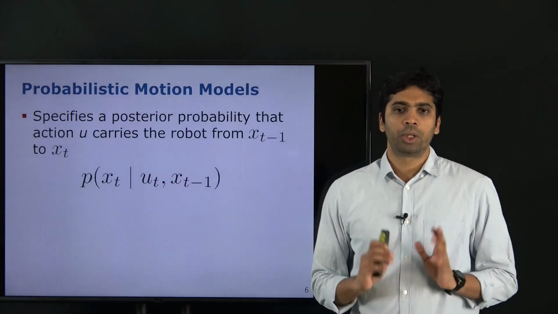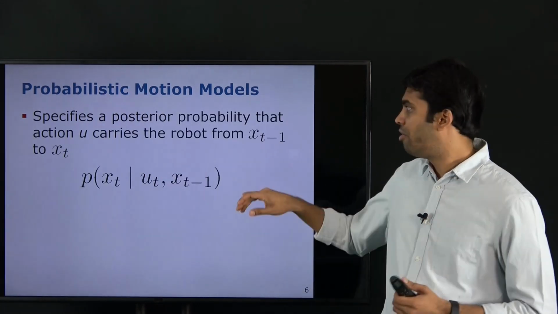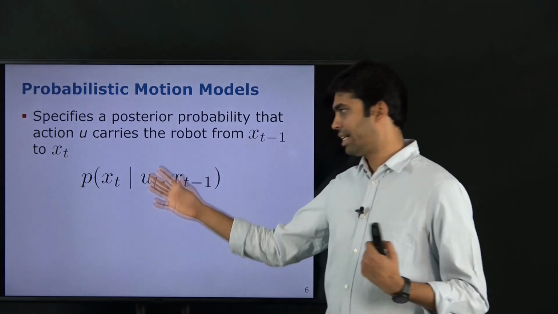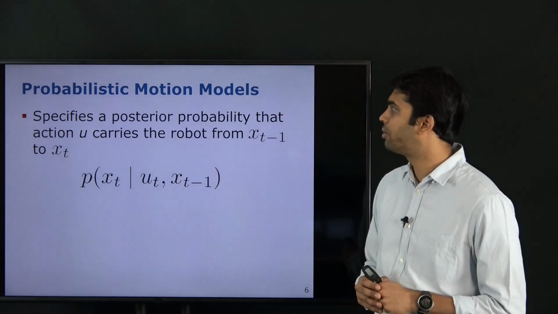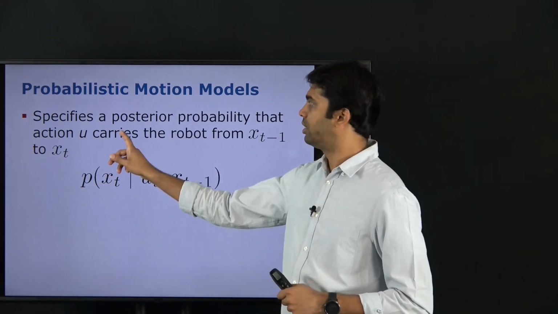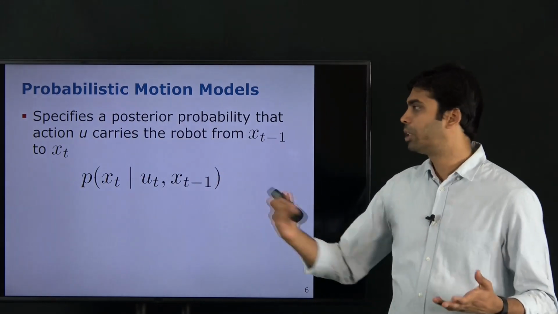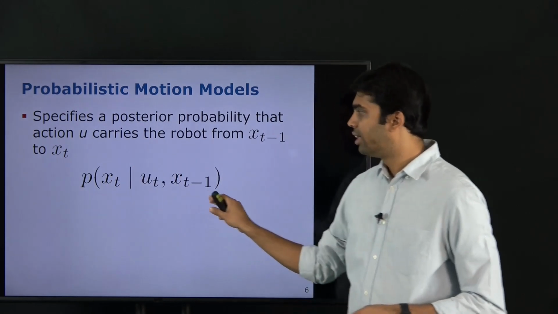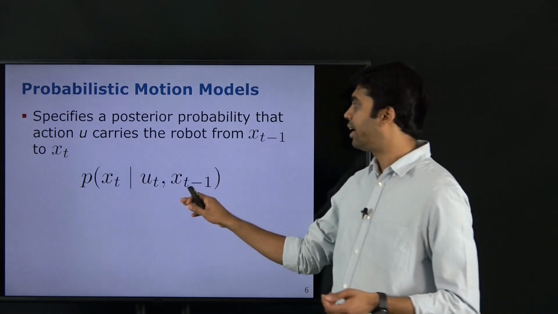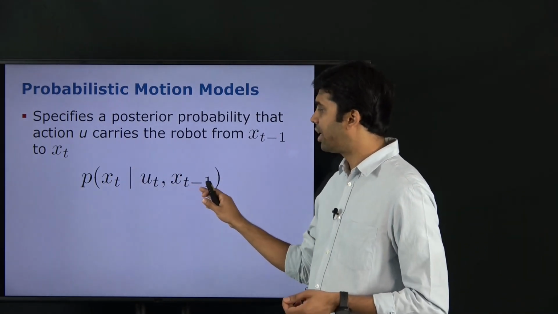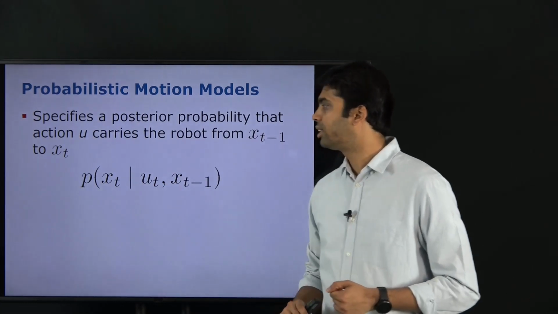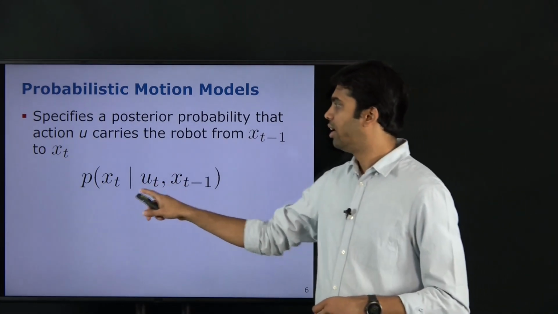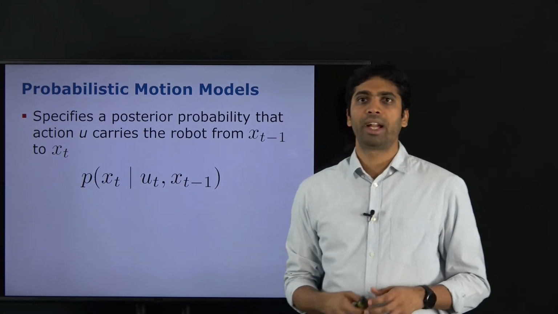Right? So to be a bit more formal, when we talk about the motion model, and in particular here the probabilistic motion model, what we want to compute is the posterior probability. It's posterior because we want to find out what's the probability of xt given certain conditions. And this condition is: given that you're at xt minus 1 and you apply a certain command ut, what's the probability that you will end up at xt?